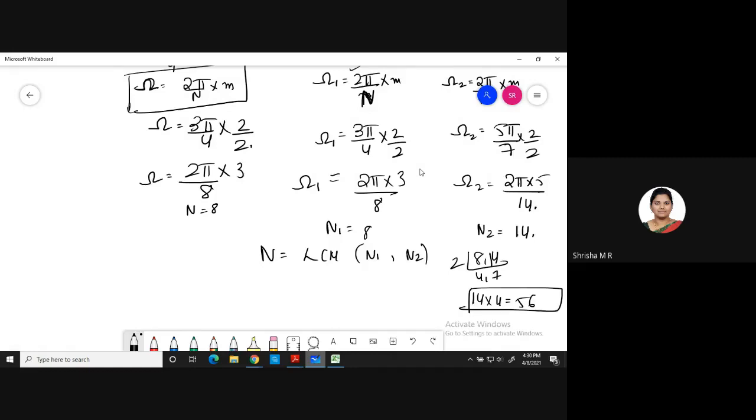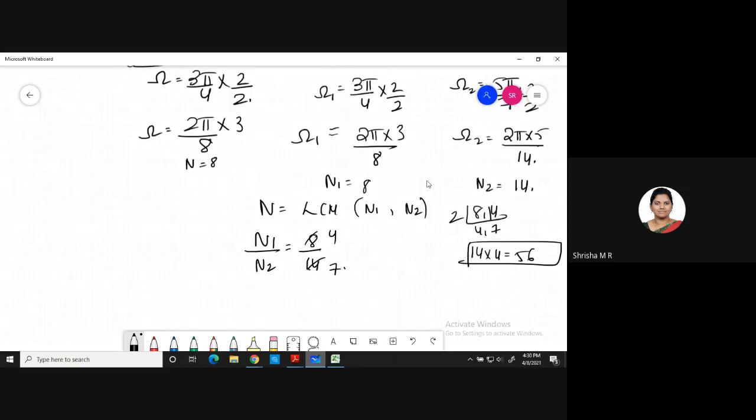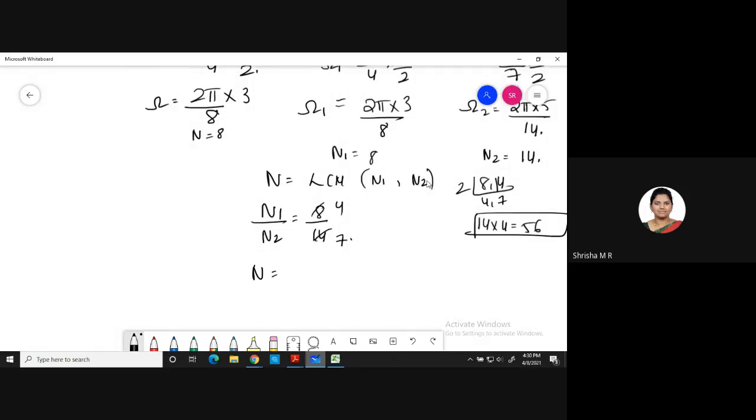Or you can do a ratio of n1 by n2. If you take 8 by 14, you will get 4 by 7. So n1 into 7 is equal to n2 into 4, that is equal to n. N is equal to n1 into 7, which is equal to n2 into 4. So n1 is 8 into 7, n2 is 14 into 4. You get 56 is equal to 56. That is your fundamental period, 56 samples.